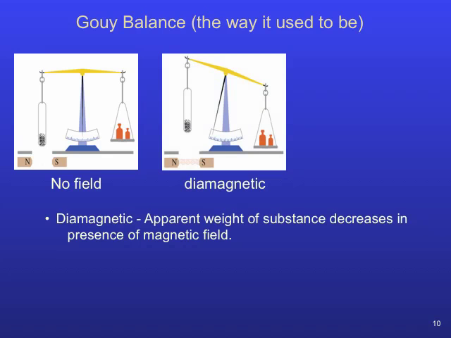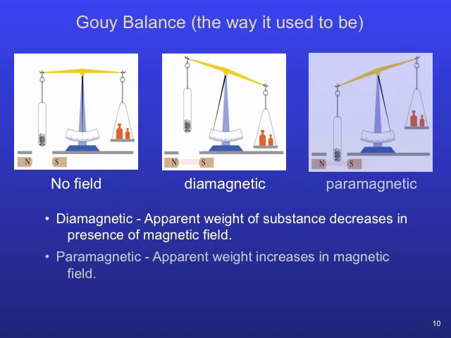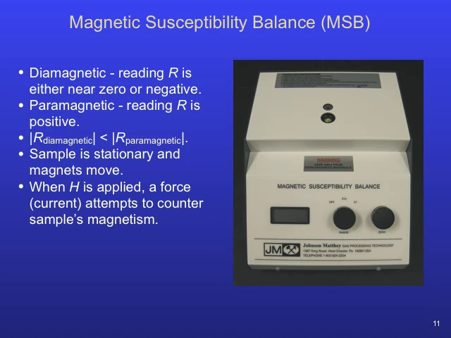If a substance is diamagnetic, it is repelled by the magnetic field, and its apparent weight is less than its actual weight. If the substance is paramagnetic, it is attracted by the field, and it weighs more than it would with no magnetic field present. The absolute value of the change in weight for paramagnetic substances is greater than this change for diamagnetic substances. The Gouy balance was useful in explaining the effect of magnetic fields on the apparent weight of diamagnetic and paramagnetic substances. We will be using a more modern instrument called the magnetic susceptibility balance.